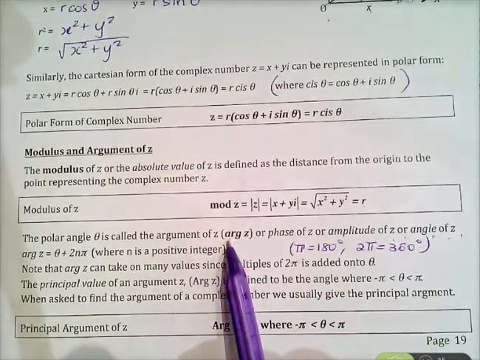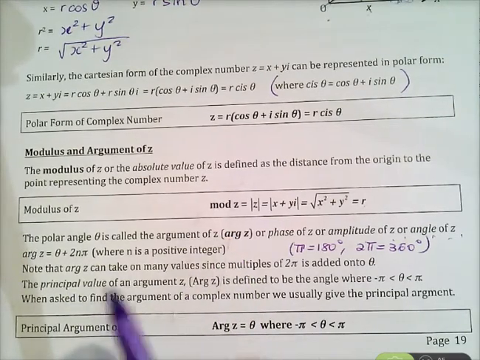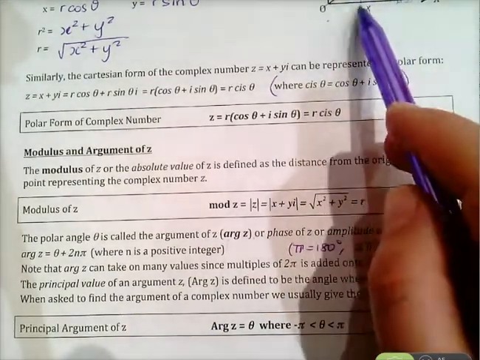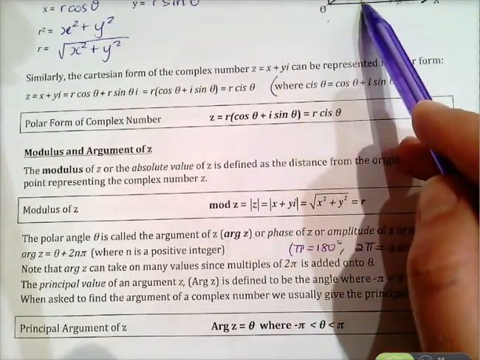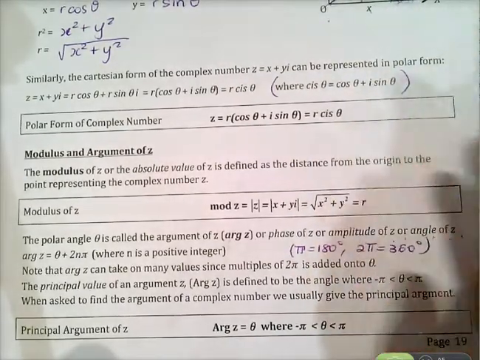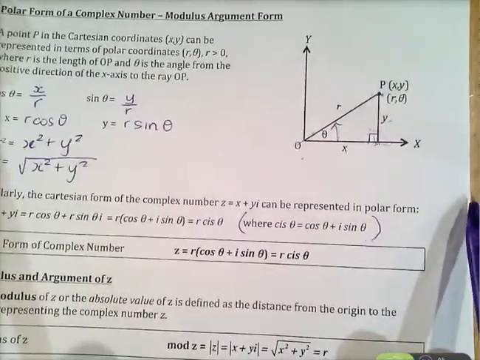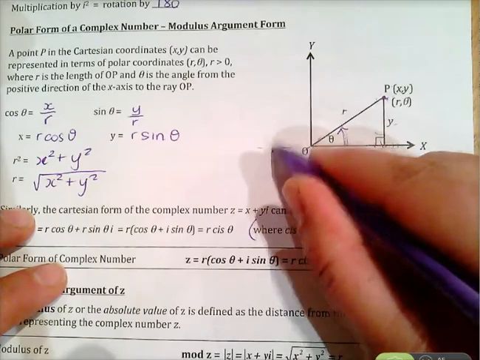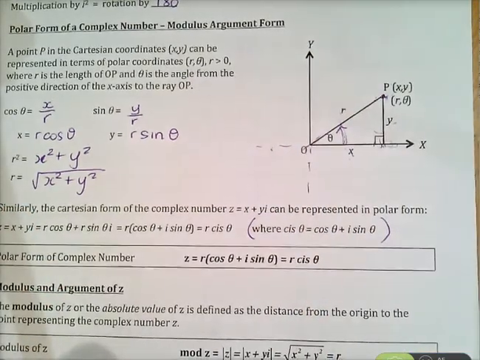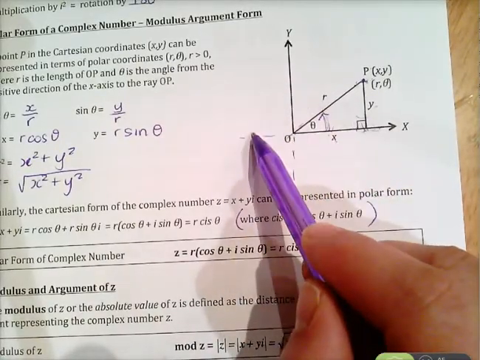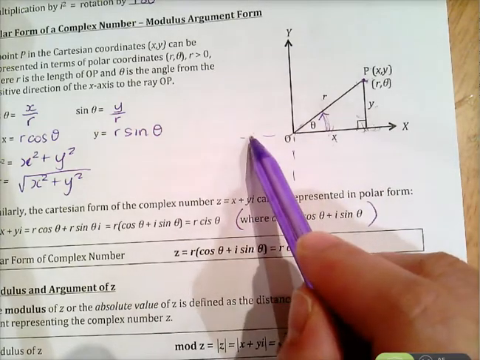Now, notice this arg z has a small a. So argument of z doesn't have a capital A. Principal value of the argument has a capital A. Now, this value of theta obviously can go anywhere from 0 all the way to 360. If I draw a number plane, we know 0 to 180 is there. So if we want to name the principal argument, we don't go 0 to 360. We go 0 to 180 and we stop, and we come back here and we go 0 to minus 180.